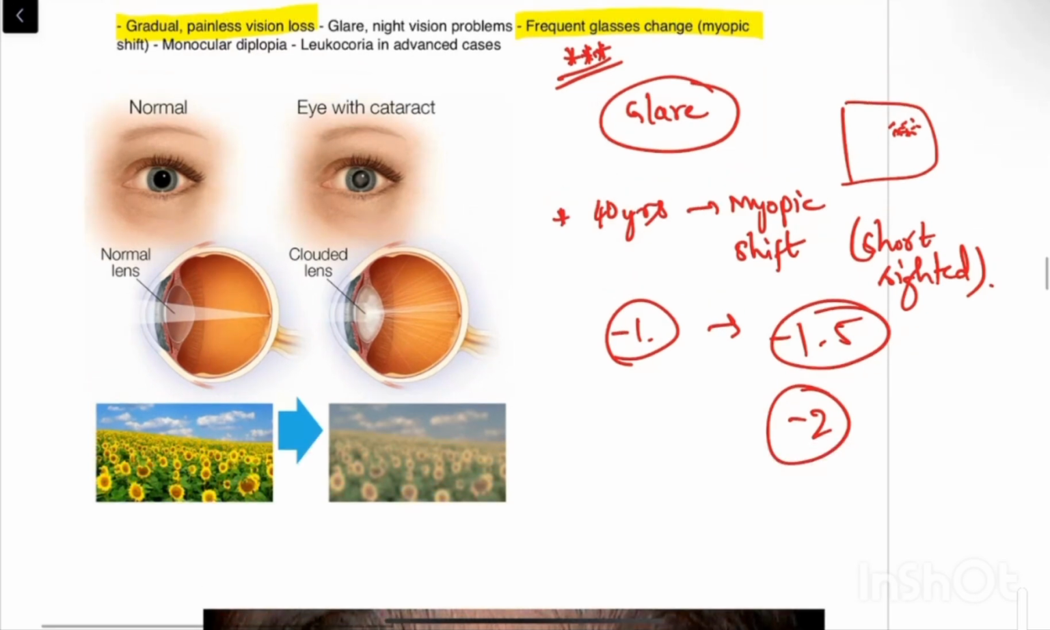Other than that, what is the symptom? Monocular diplopia. The patient will see two images if asked to see with the eye which has the cataract.